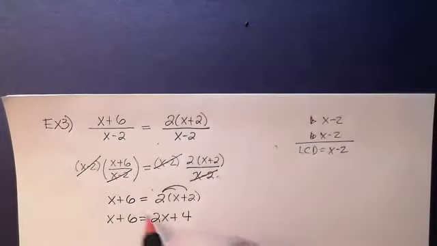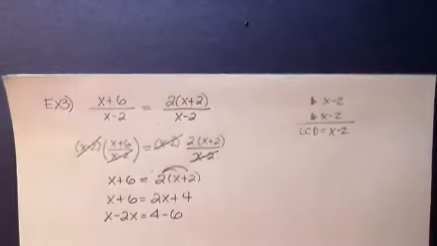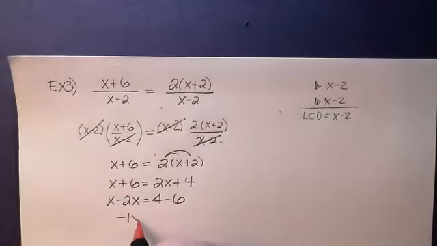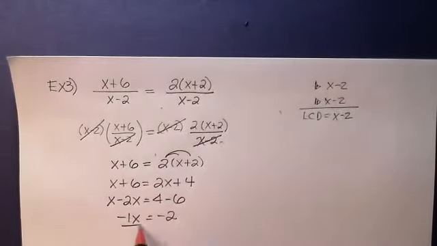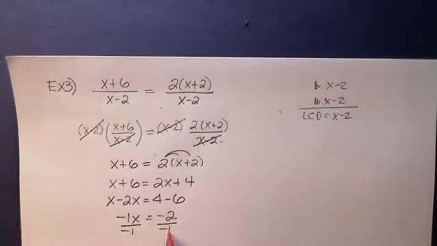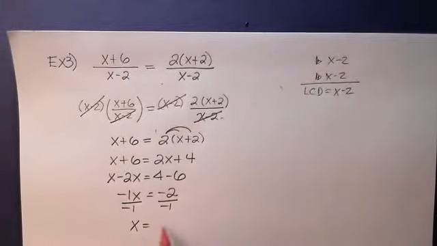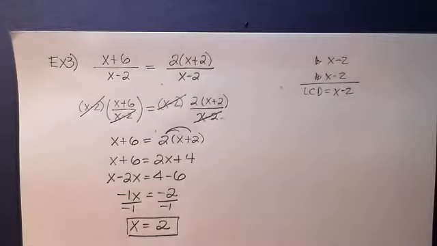And then I'm going to move the x to the left and the 6 to the right. So this would be x minus 2x. And this would be 4 minus 6. On the left I get negative 1x. And on the right I get negative 2. To get the x alone, I'm going to divide by negative 1. X equals positive 2. Alright, so that's our answer here.